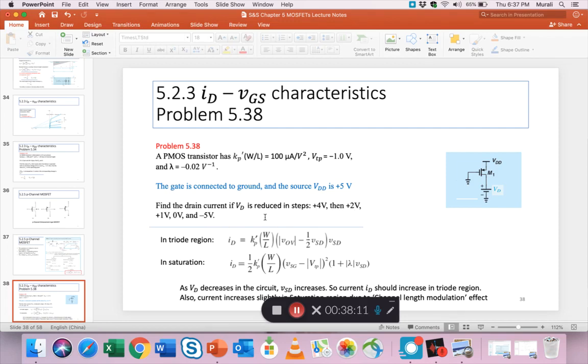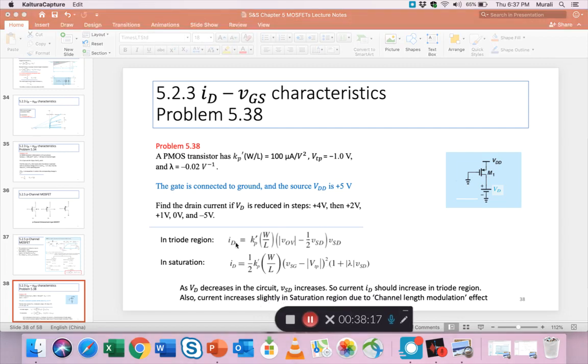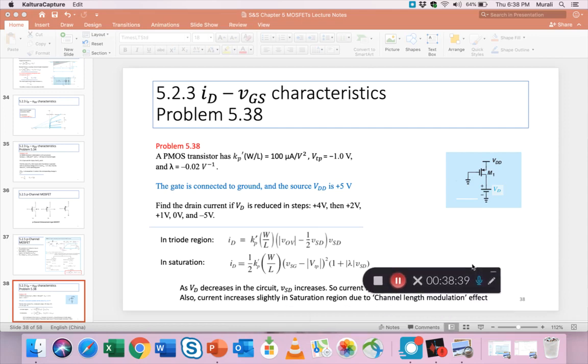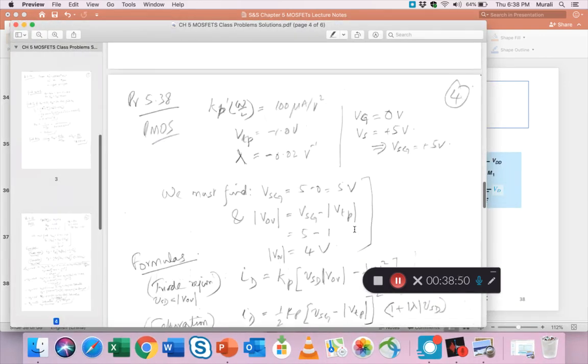So find the drain current at various points. Here are some of the formulas that we are going to use, and I also have some notes here. As VD decreases in the circuit, VSD increases, right? So if this decreases, this value source to drain increases, so current ID should increase in the triode region. The current also increases slightly in the saturation region due to channel length modulation. So this is what you should be observing, and let's look at the problem to make sure that's what we see.